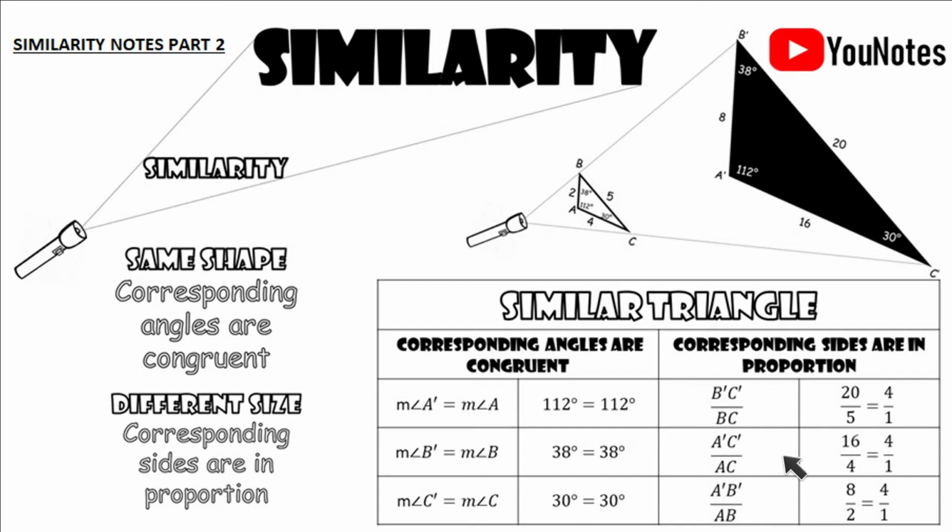And the same thing happens with A prime C prime and AC, and that becomes 16 over 4, which is also 4. And then A prime B prime over AB is 8 over 2, which also reduces to 4. So we can say that the sides are in proportion because when we make a fraction out of the sides, every pair of corresponding sides has an equivalent fraction. All of these fractions are equivalent to 4.